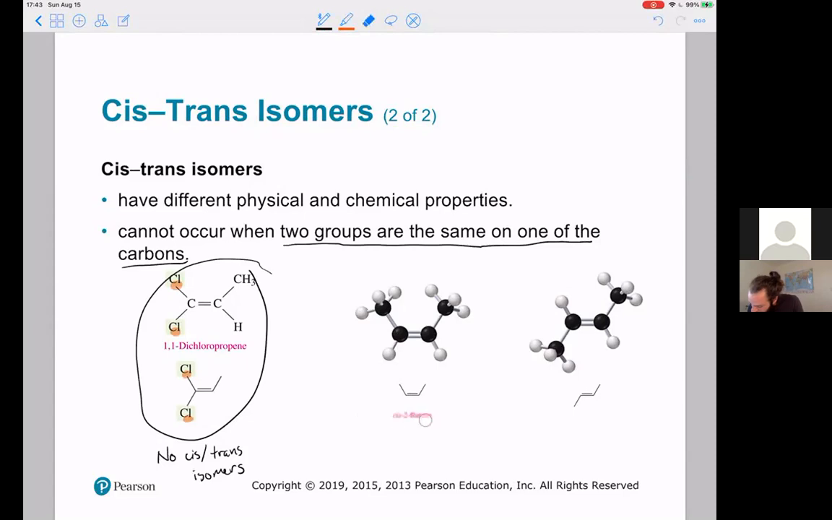If we look at our other two examples here, these are cis and trans isomers. When they're on the same side, they're considered the cis isomer. And by same side, I mean that these two groups are on the same side of that double bond. They're pointed in the same direction. When they're on opposite sides of the double bond, they are trans isomers. So one's pointing this way, the other one's pointing that way. Those would be trans isomers. So both of these are 2-butenes, but one of them is the cis isomer of 2-butene, and the other one is the trans isomer of 2-butene.